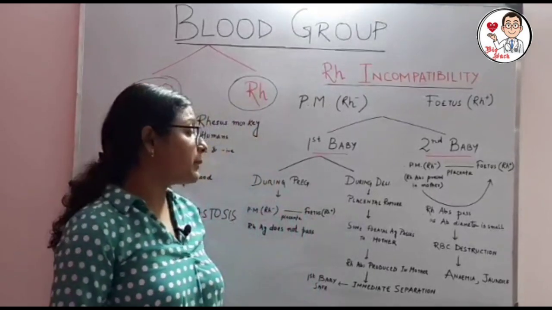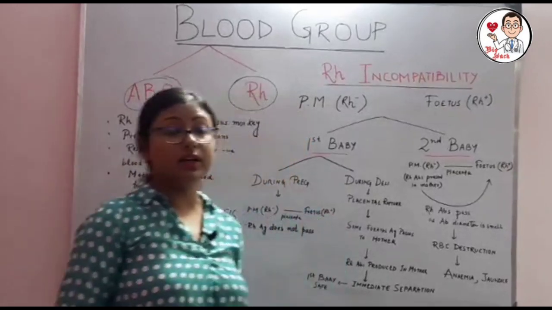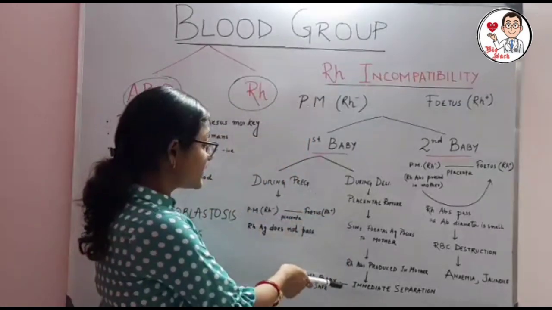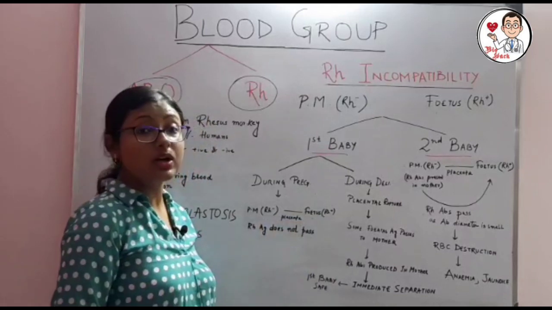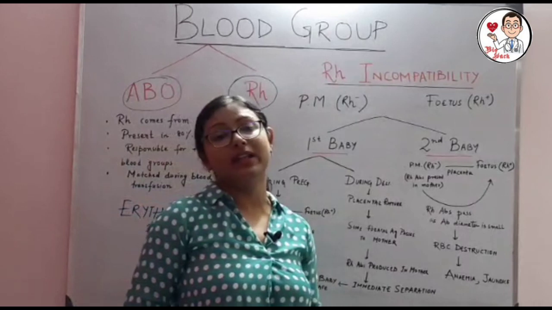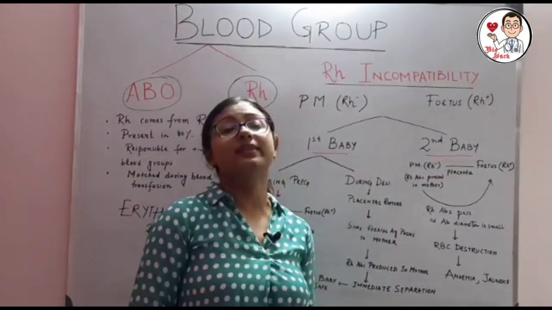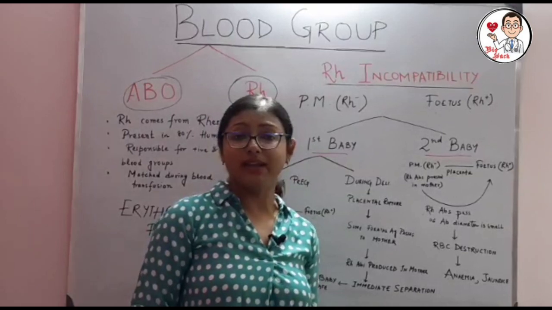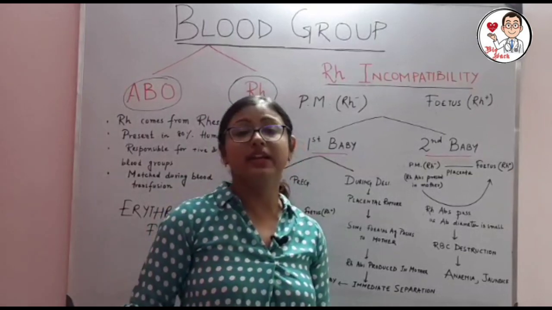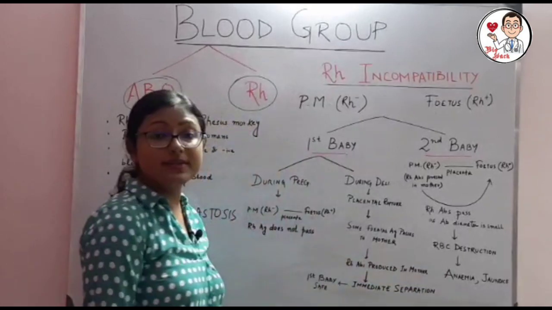Okay. Now, how can this be prevented? This can be prevented if we inject the mother after the first delivery. We inject the mother immediately with anti-Rh antibodies. If we immediately inject the mother with anti-Rh antibodies after the first delivery, then the second baby can also be saved.